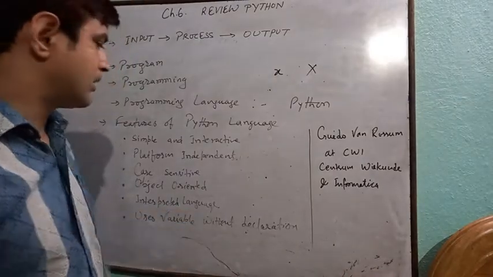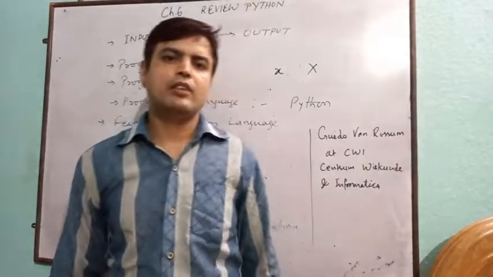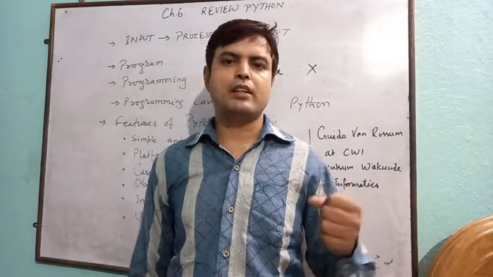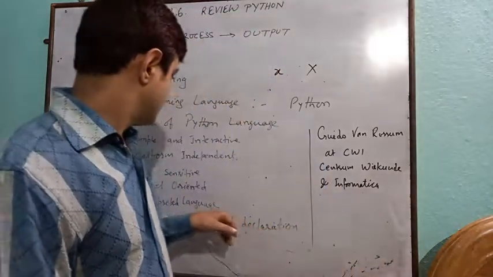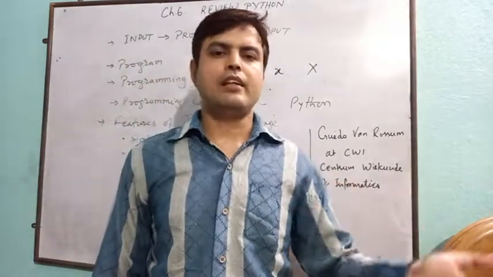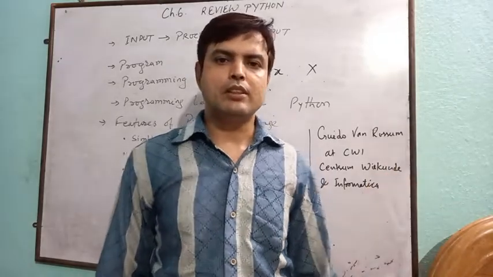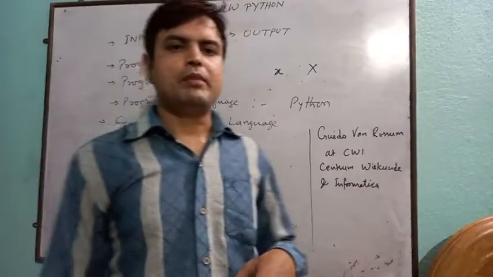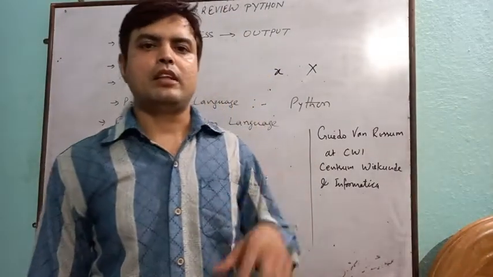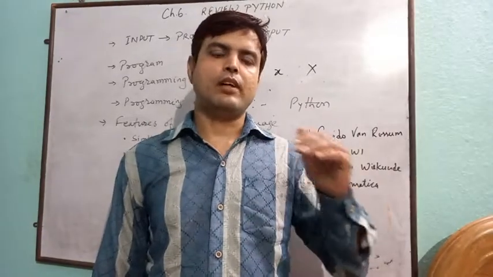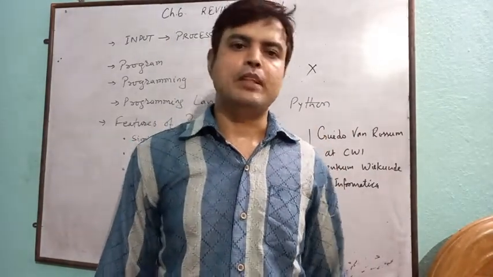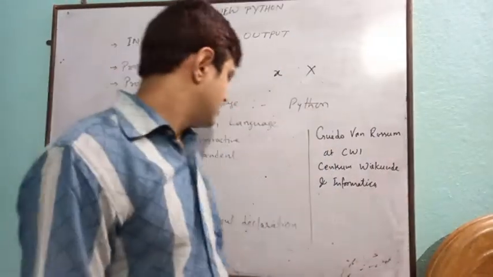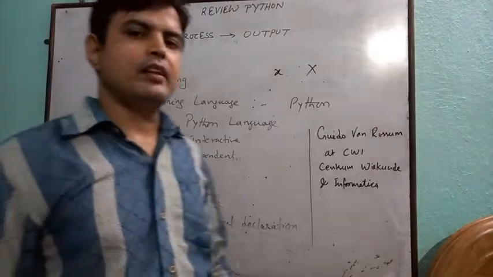The next is interpreted language. As we know, a high level language is always compiled or interpreted into machine language so that the computer can understand it. But a program written in Python doesn't require translation into bytecodes the way C, C++ and Java do. That is why it is called an interpreted language.